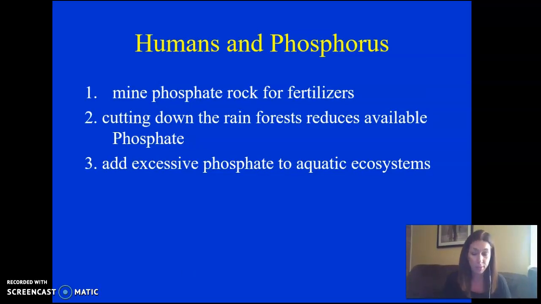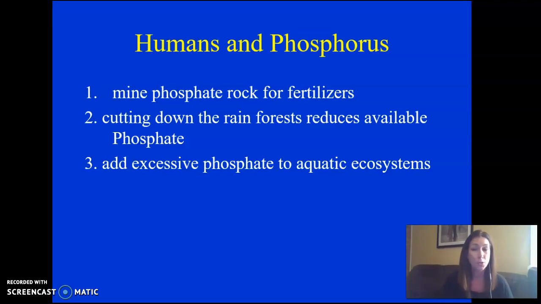So one of the big things that you're going to possibly have to talk about in your AP test is how humans impact the phosphorus cycle. One of the big things that we do is mine phosphate rock for fertilizers. We can know the rocks that are heavy in phosphate concentration, and so we can mine those phosphate rocks so that we can pull that phosphate out for products and for fertilizer.